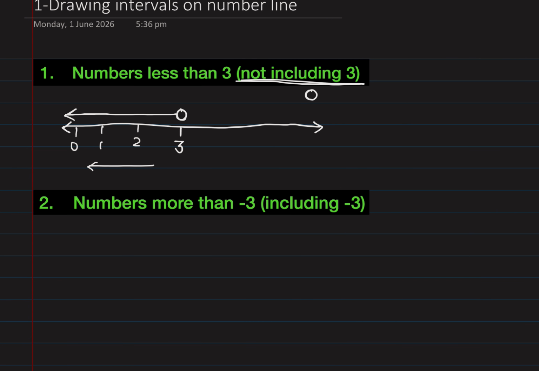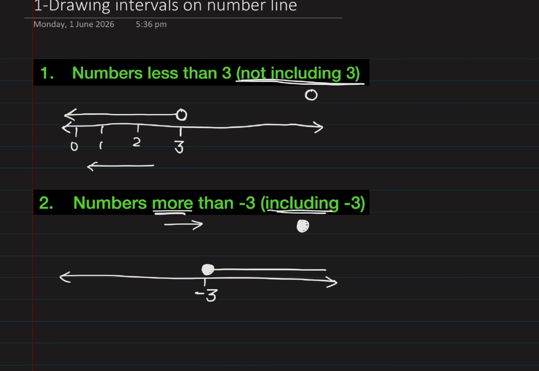For question 2, it's asking us to draw a number line for numbers that are more than -3. So the more indicates that we're going to go on the right hand side. And over here it says including -3. So it's going to be a circle that's shaded in. So we can draw the number line and the number -3. Then we use the circle that's shaded in to indicate that -3 is included, and an arrow pointing in the general right direction to show that we're looking at numbers that are more than -3. And that's our solution.